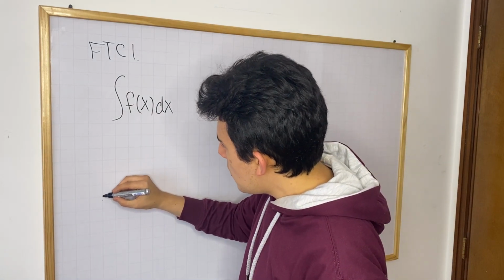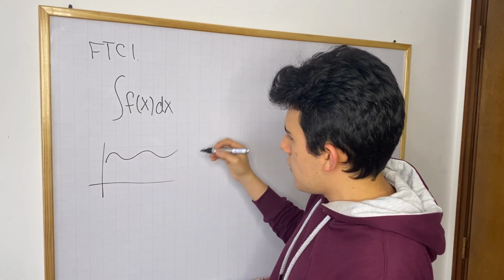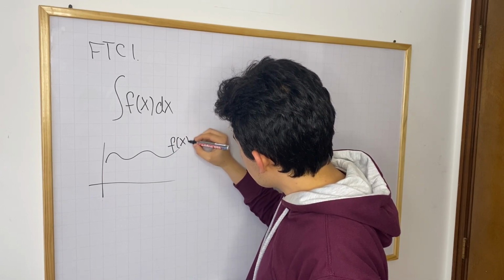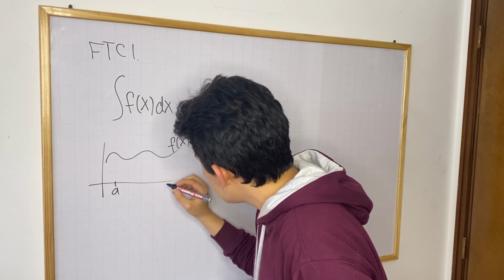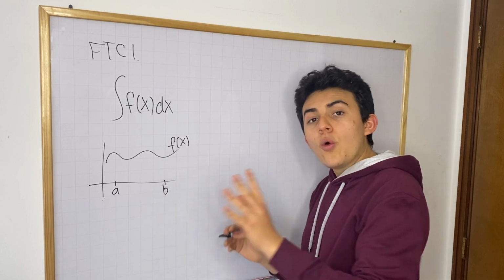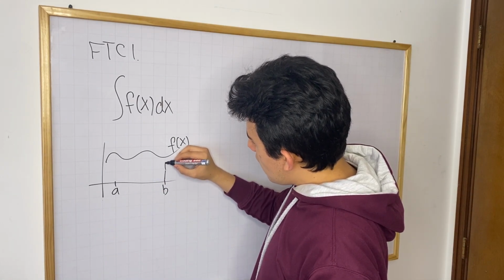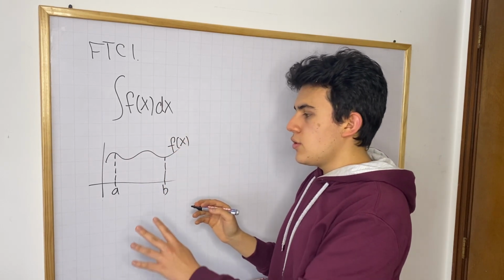So let's just say we have this plane, and let's say we have some curve like this. Now let's say, of course, this is going to be f of x. Now, what if I asked you, let's say this is A and let's say this is B. What is the area under the curve of f of x from A to B, okay? That is a question that I could ask.